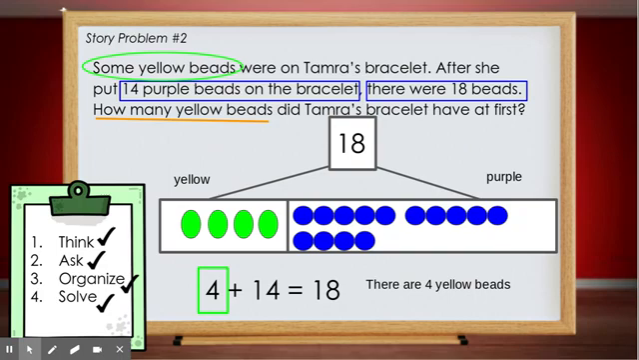I hope that next time when you come across a math problem, you think about the information, you ask yourself what it's asking you to solve, you organize your information with a tape diagram to show those part and whole relationships, and then you solve the problem.